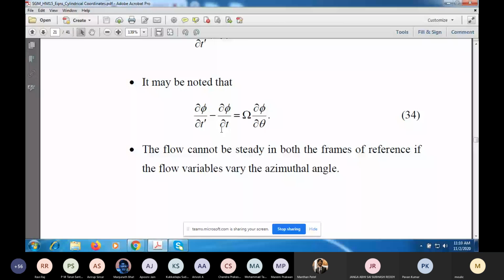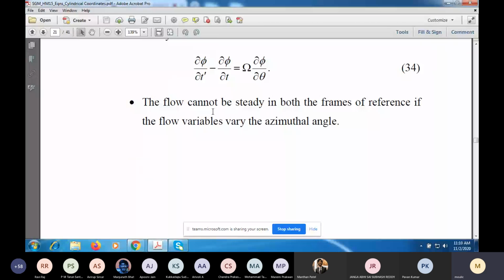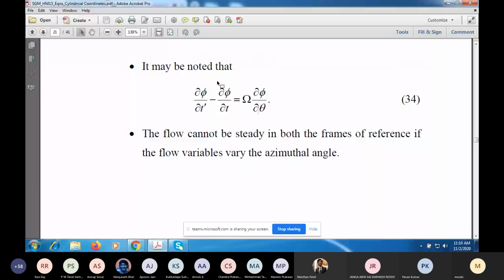However, if you have, say, a pump with infinite number of vanes, then you can argue that ∂/∂θ is 0. In that case, the flow might be steady in both the frames. But you will never have a pump or a turbine with infinite number of vanes, so there will be some variation in the angular direction. So the important thing which is not emphasized in the available books is that ∂/∂t' is 0, but ∂/∂t is non-zero.